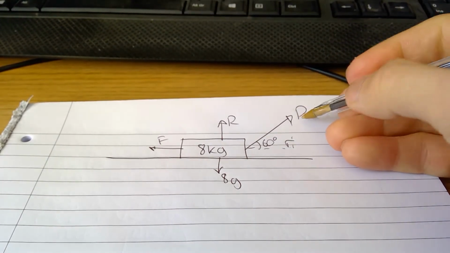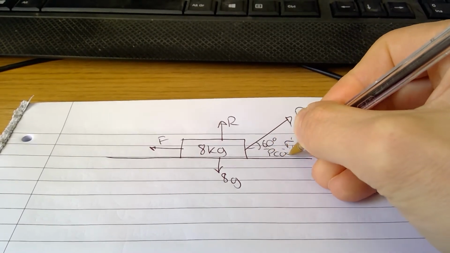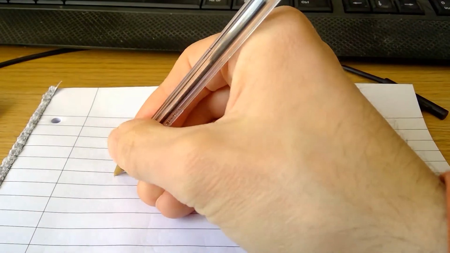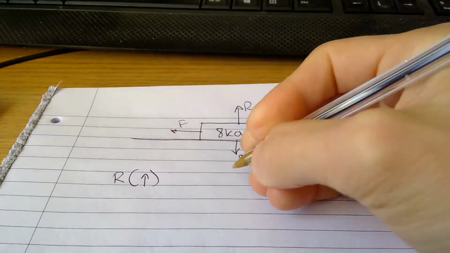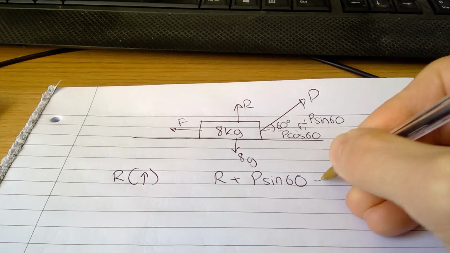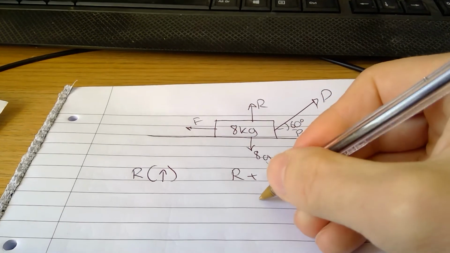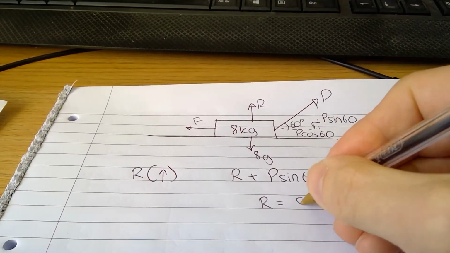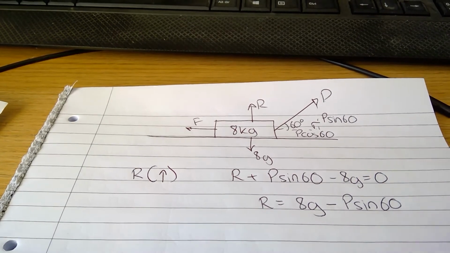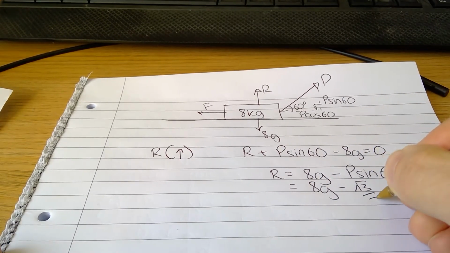So first I'm going to break P into its components. So vertical is P sine 60, horizontal is P cos 60. Then we're going to resolve forces. So if we resolve vertically, I've now got R add P sine 60 subtract 8g equals 0. So in other words, R is equal to 8g subtract P sine 60. And sine 60 is root 3 over 2, so 8g subtract root 3 over 2 P.